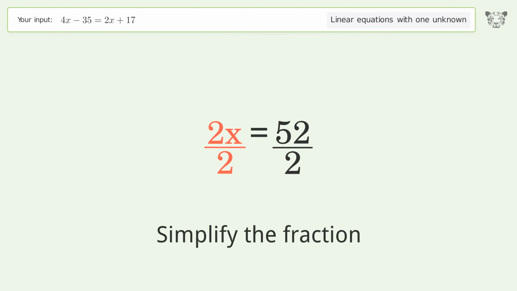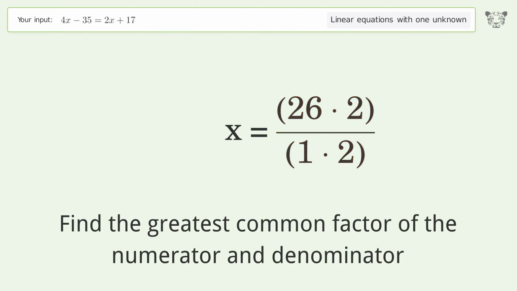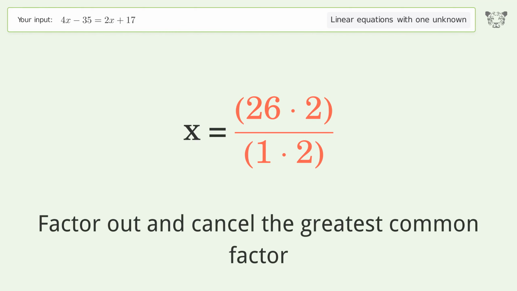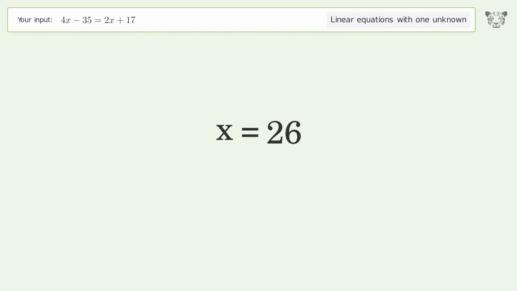Simplify the fraction. Find the greatest common factor of the numerator and denominator. Factor out and cancel the greatest common factor. And so the final result is x equals 26.